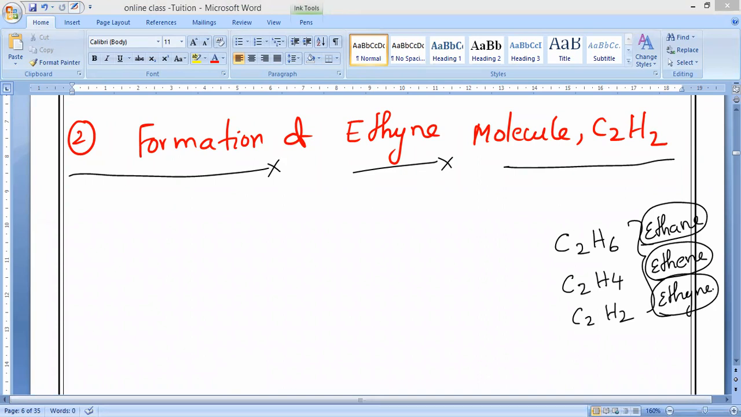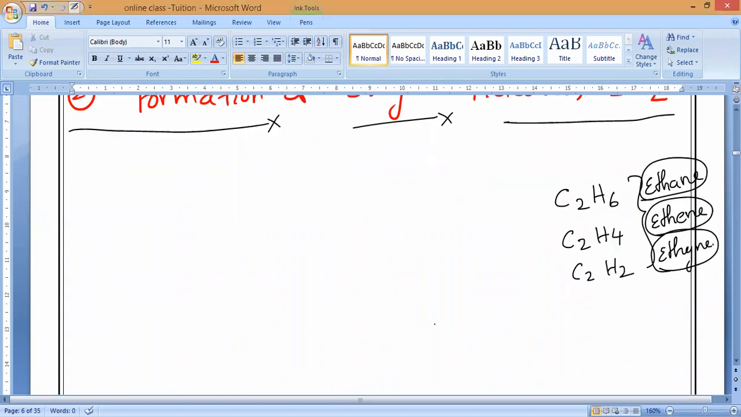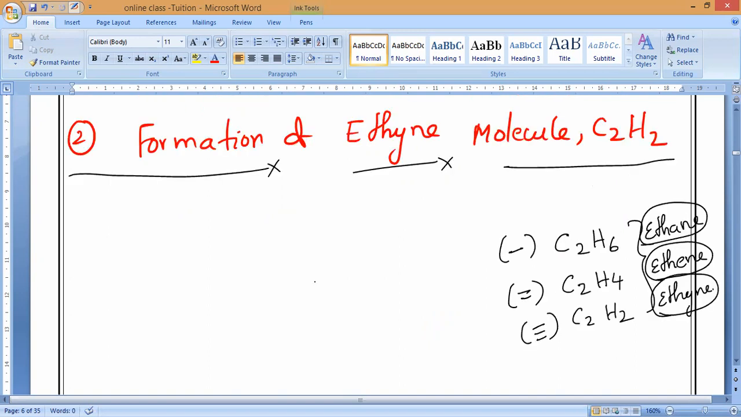Now everybody write it. Formation of ethane. Write it. Do you understand now? Ethane, ethine. All are single bonds here. 1 double bond here. 1 triple bond. Is it okay, guys? That is the difference. Now let us write.